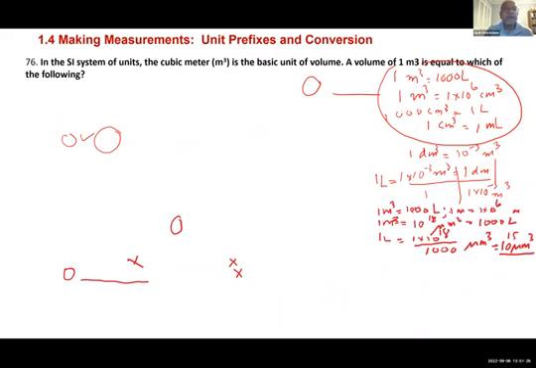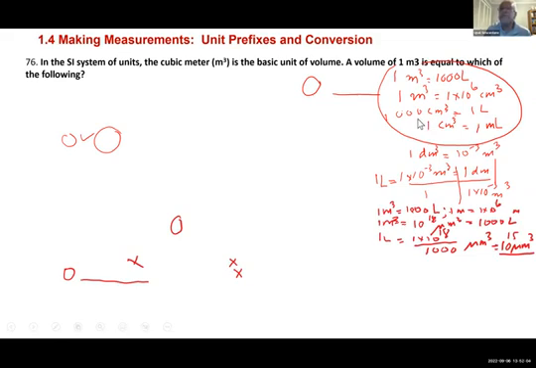In the SI unit system, cubic meter is the basic unit for volume. 1 cubic meter is equal to which of the following? I wrote down here something that you need to remember. 1 cubic meter is 1,000 liters. 1 cubic meter is 10 to the 6 cubic centimeters.